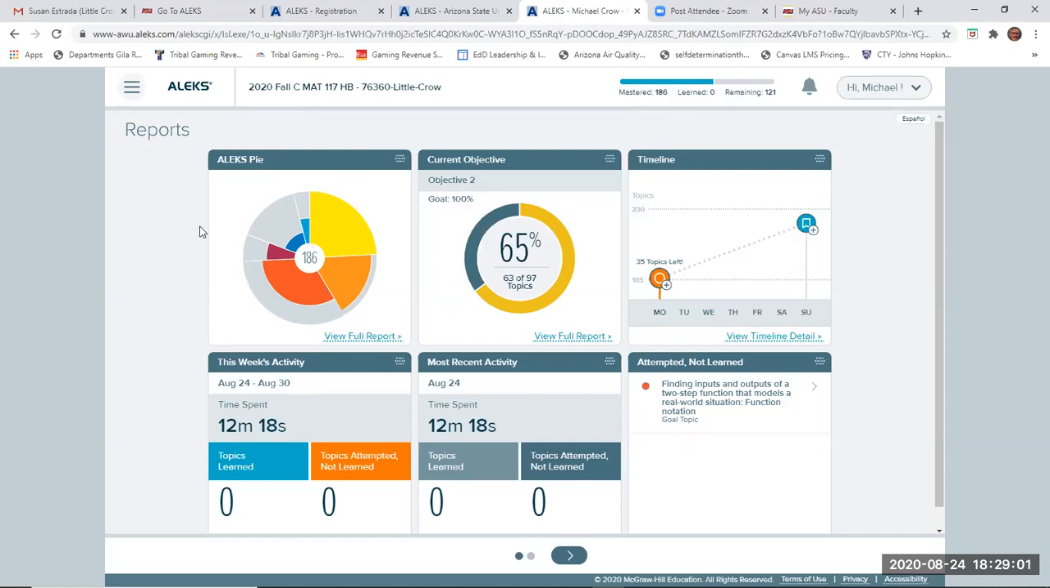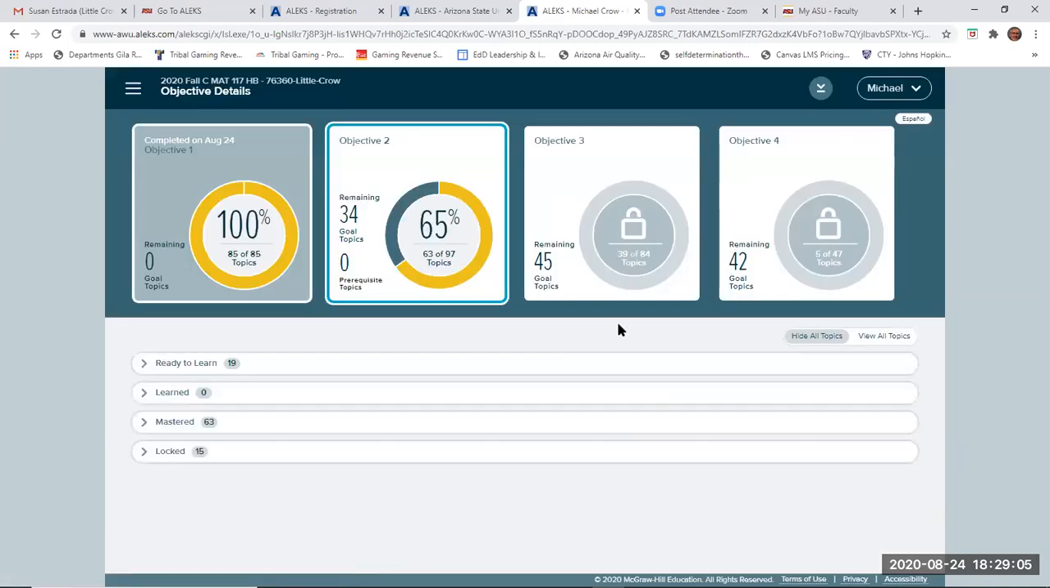One of the things that shows you your ALEKS pie, and it shows you your progress along the objectives. So for me, because I clicked the button, it says I've got 100% of Objective 1 done. This is telling me I'm ready to take Test 1. And when I get there like this, I should take Test 1.